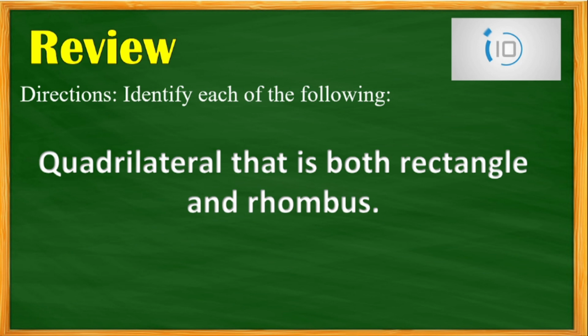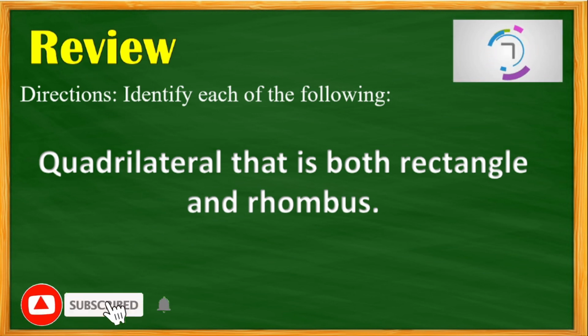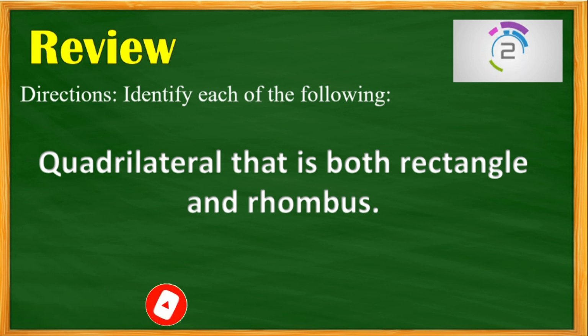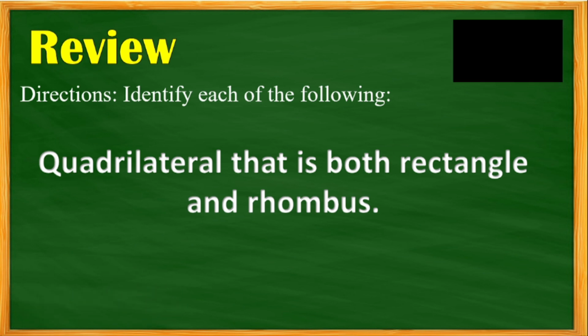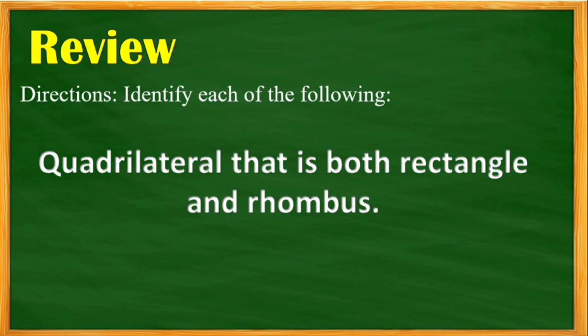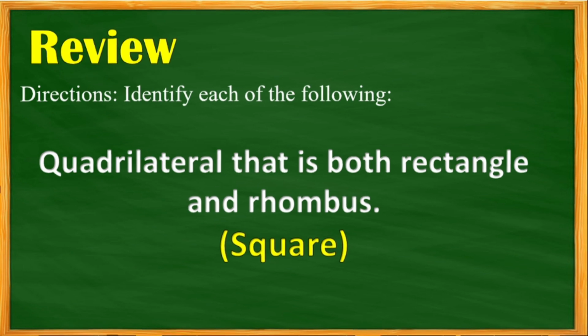Next is a quadrilateral that is both a rectangle and also a rhombus. You have 10 seconds. Your timer starts now. You may type in your answer. Time's up. The correct answer for this one is square. Very good, grade 4 pupils.